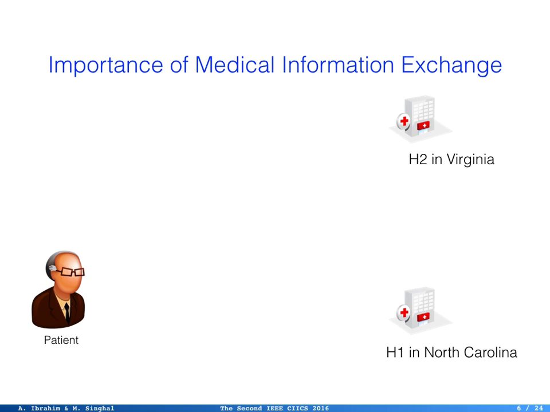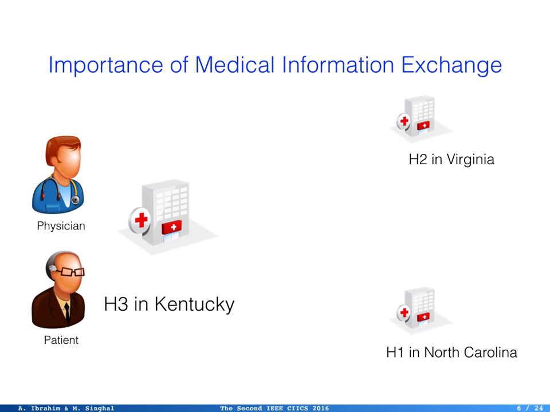This slide here will show how the current medical information exchange happens. Assume there's a patient who used to live in North Carolina and Virginia before moving to Kentucky. The patient has been seen in both hospitals, H1 and H2, by physicians of different specialities. Now the patient wants to continue his healthcare with provider H3 in Kentucky, so he needs to authorize H3 to get a copy of his records from H1 and H2.